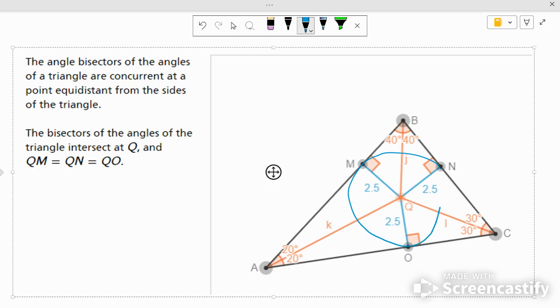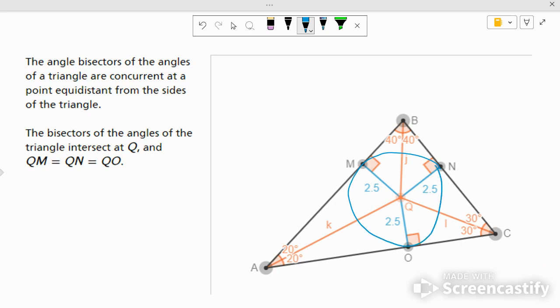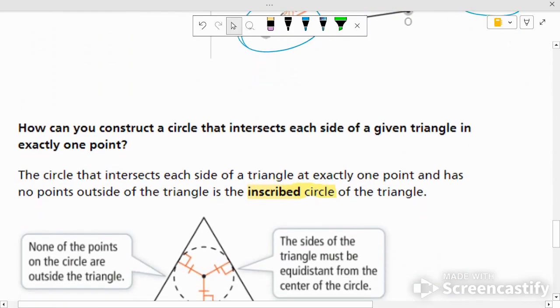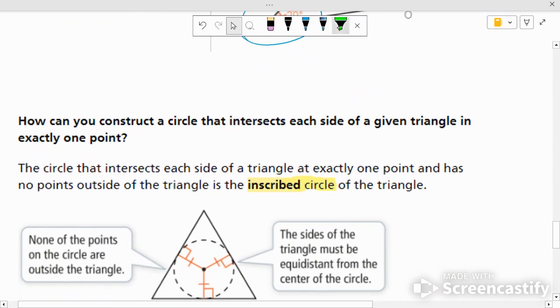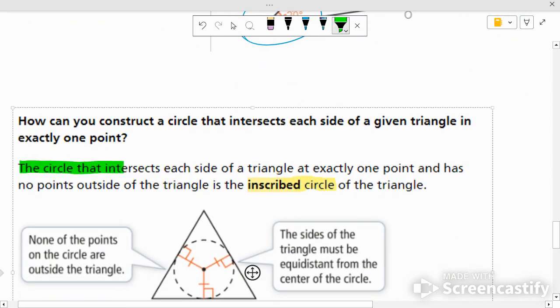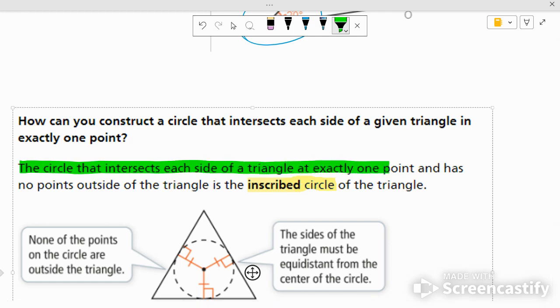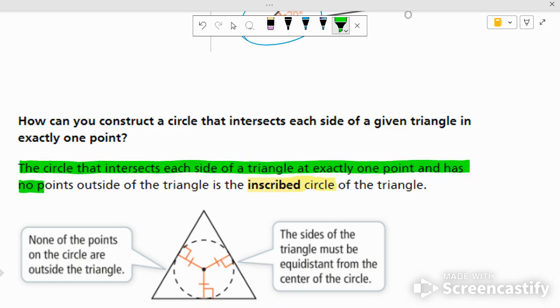So that's where the other day we made the inscribed circle. An inscribed circle is made from the angle bisectors. Okay? And it's the same distance away from each of the sides of the triangle. So, an inscribed circle is the circle that intersects each side of the triangle at exactly one point and has no points outside of the triangle.